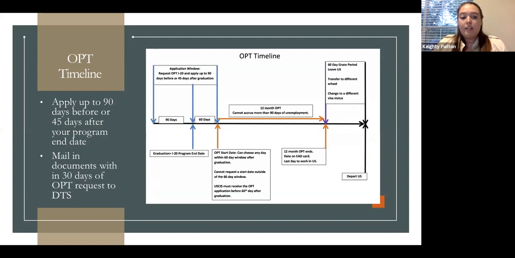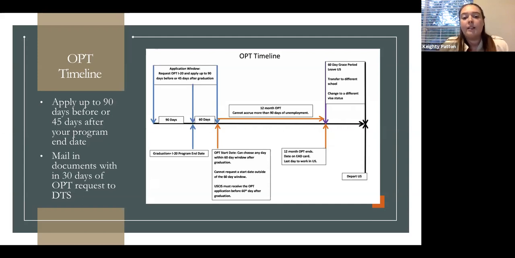But when you mail in your documents, make sure it's within 30 days of sending your request into DTS. So if you don't want us to put in the request immediately, but you want to do it today, go ahead and just type a note, a memo in the notes section to tell us what day you want us to fill that out. Because if we put it into SEVIS more than 30 days before they receive your packet, it'll get denied. So be sure to do that.